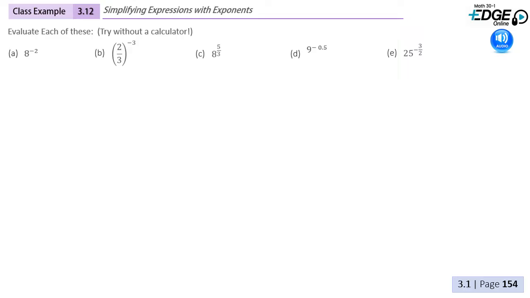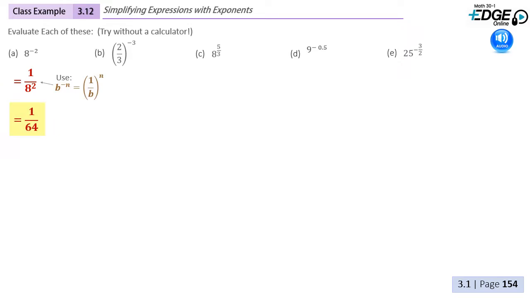In class example 3.12, we'll look at 5 different examples of powers with exponents that are either negative or rational. Again, try these on your own before clicking through the video. And if you can, try them without a calculator.